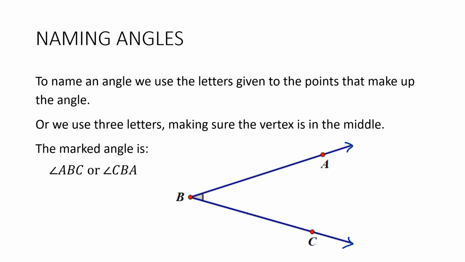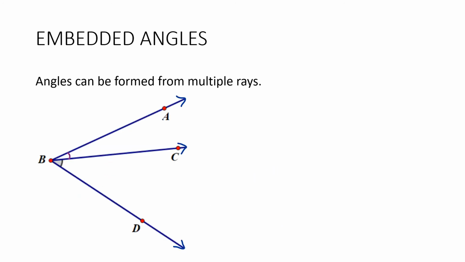Both of those would be correct. And you can see how we've put an angle symbol at the front. Angles can be formed from multiple rays. And you can see in this diagram that 3 angles have been formed. There's this one here, there's this angle here, and there's also the outside angle, this one.